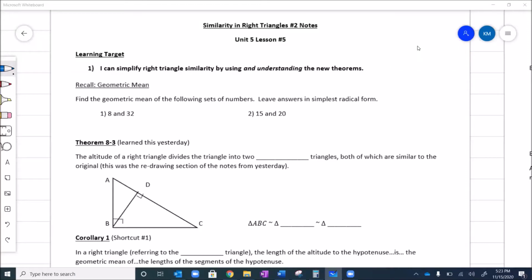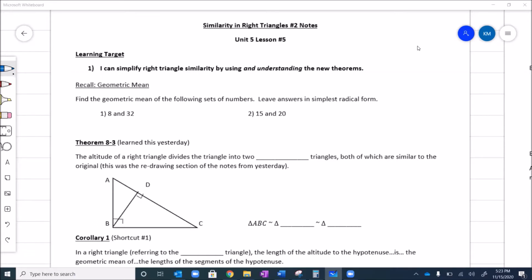Today we're looking at similarity in right triangles again. At the end of this video, you should be able to simplify right triangle similarity by using and understanding the new theorems. So let's recall, geometric mean is going to be a big part of today's lesson.